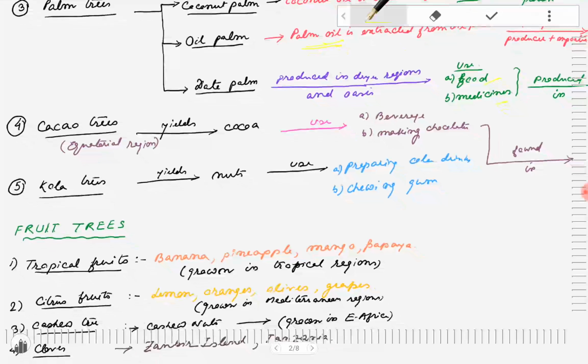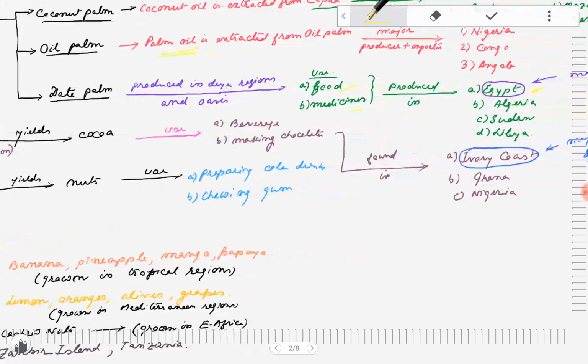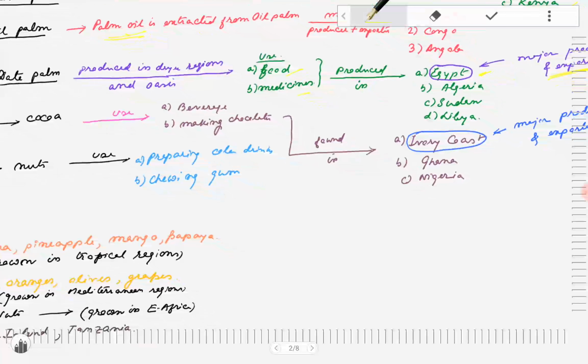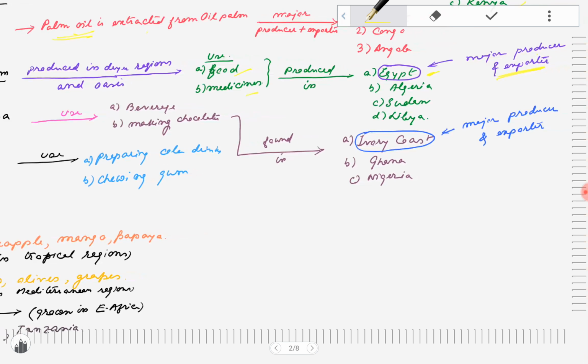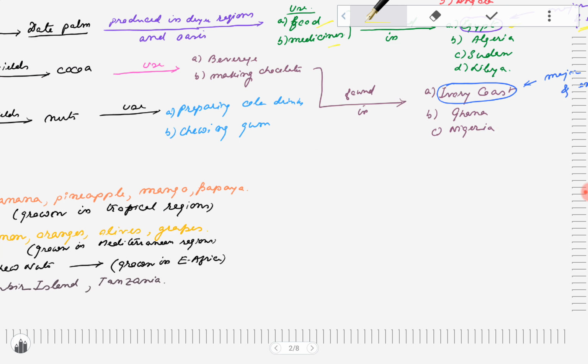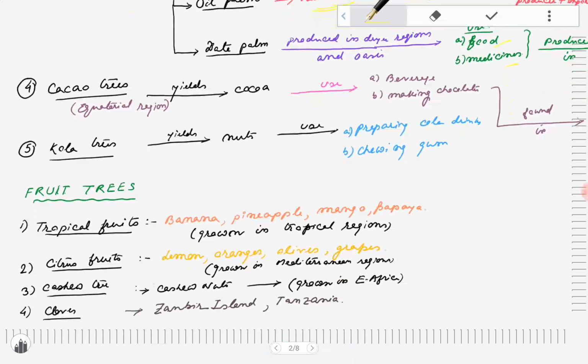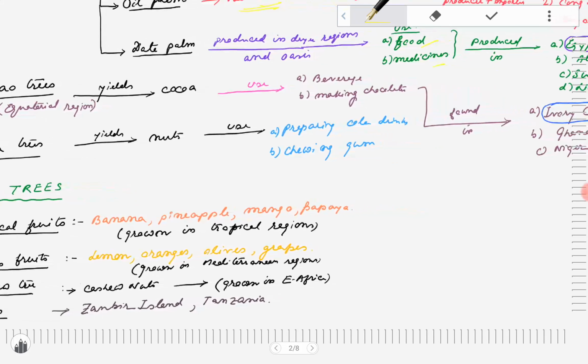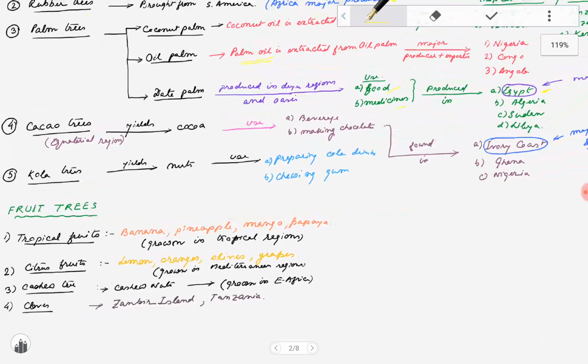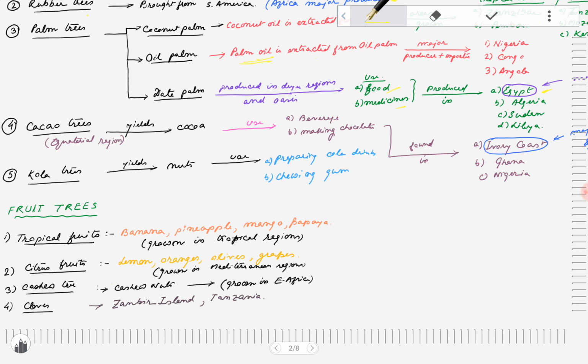Now let us see the cacao trees. It is mainly found in the equatorial region, and it gives cocoa, which is used in making beverages and chocolate. These are found in Ivory Coast and Nigeria. Ivory Coast is a major producer of cocoa. Now the cola trees yield nuts, which are used in preparing cola drinks and chewing gum.